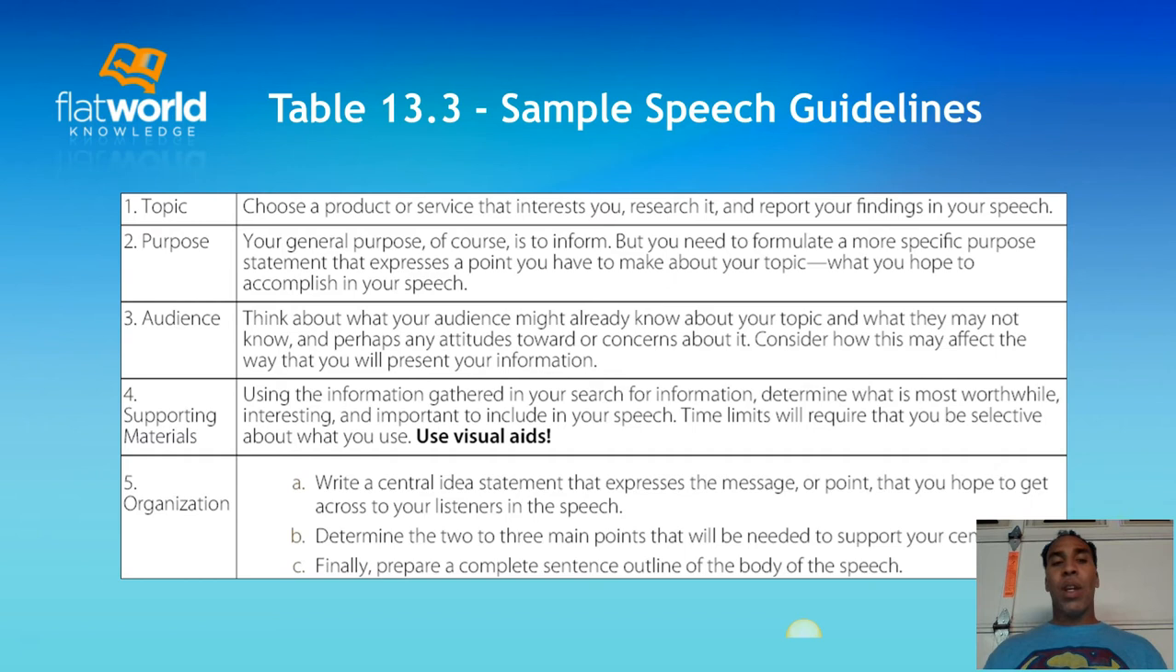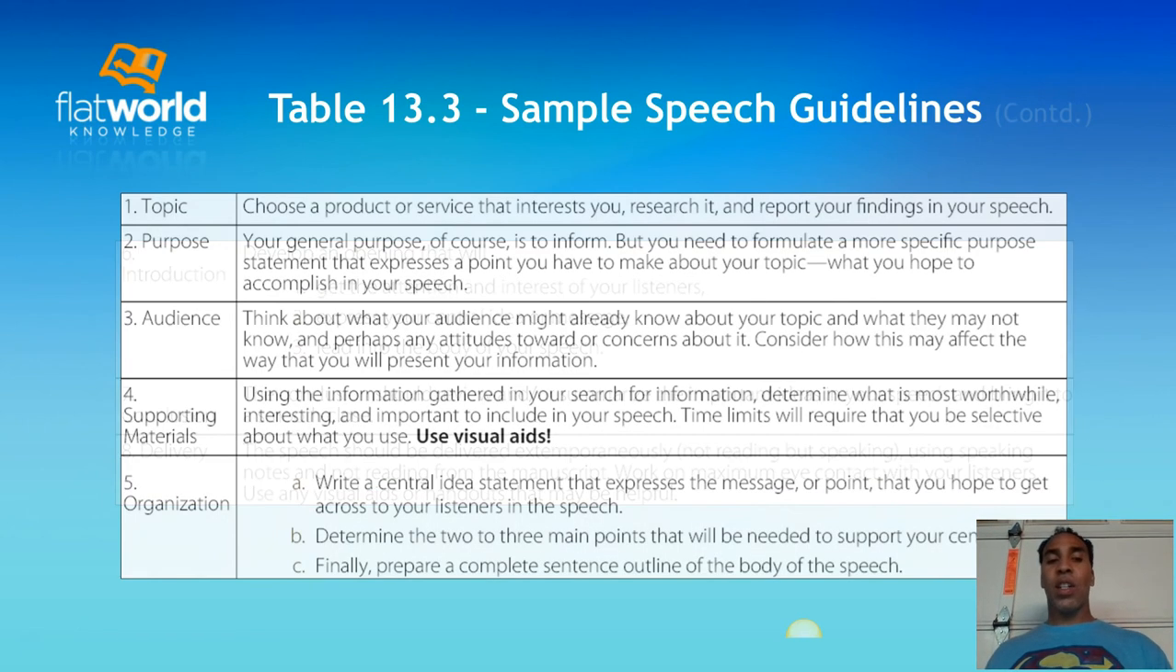Right, so you need to know and understand and read the rest for section 2. Section 3 is your audience. Think about what your audience might already know. Could save you some time. Supporting materials: use visual aids. You see that they have that in bold because, like I say, a picture is worth 1,000 words. They're always very, very helpful. And then organization: write a central idea statement that expresses the message or point that you hope to get across to your listeners in the speech. Right, you want to make sure, did I accomplish these things or did I not? And hopefully, ideally, you did accomplish those things.